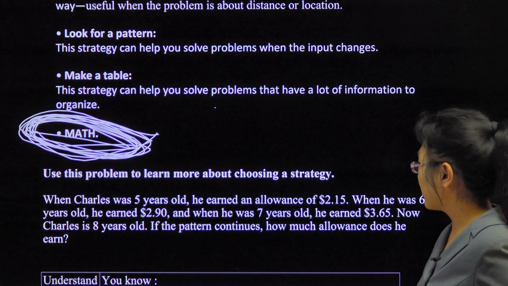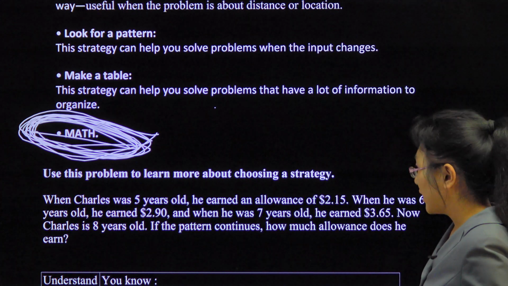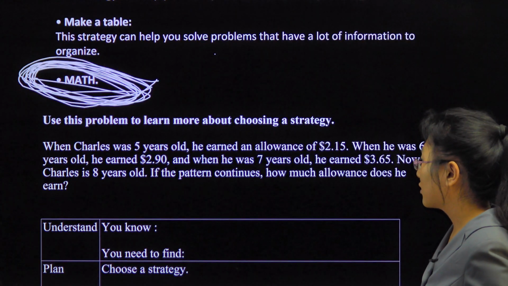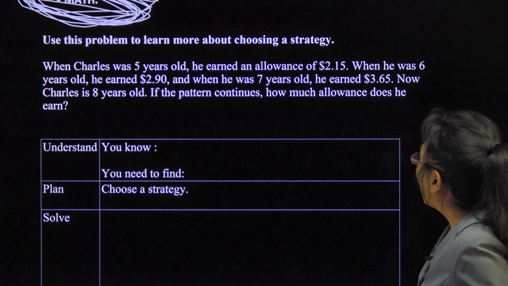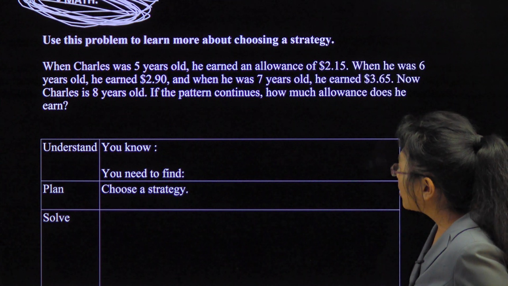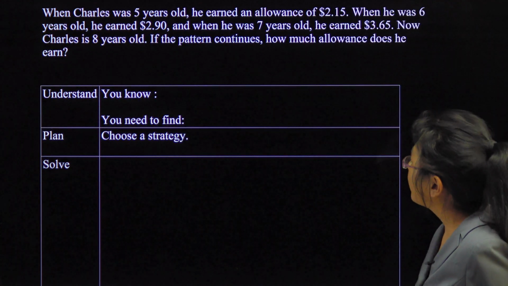When Charles was 5 years old, he earned an allowance of $2.15. When he was 6 years old, he earned $2.90. When he was 7 years old, he earned $3.65. Now Charles is 8 years old. If the pattern continues, how much allowance does he earn?